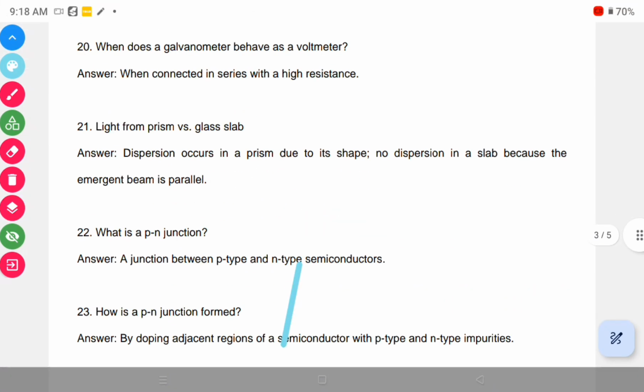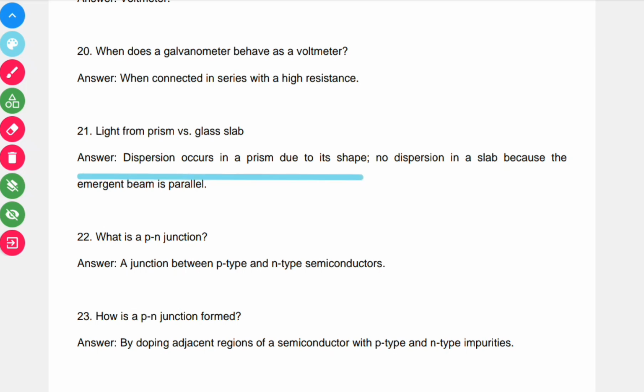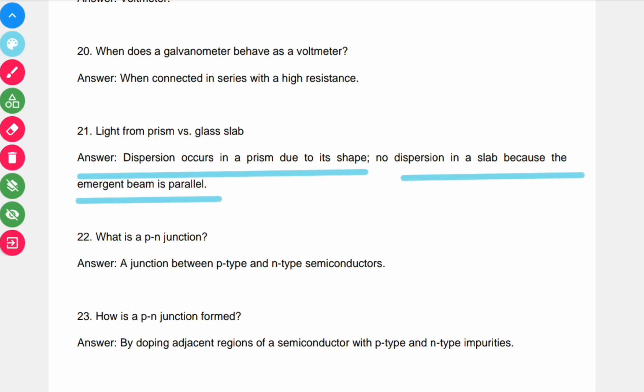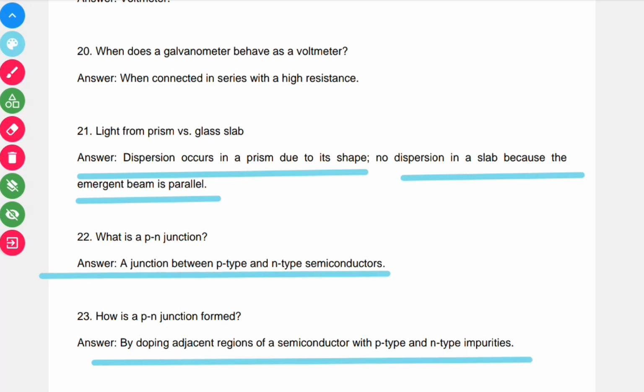Light through prism versus glass slab. Dispersion occurs in a prism due to its shape. No dispersion in a glass slab because the emergent beam is parallel. What is a p-n junction? A junction between p-type and n-type semiconductor. How is a p-n junction formed? By doping adjacent regions of a semiconductor.